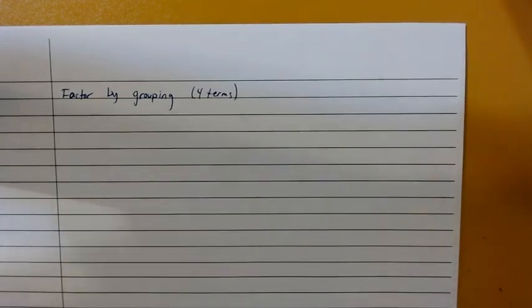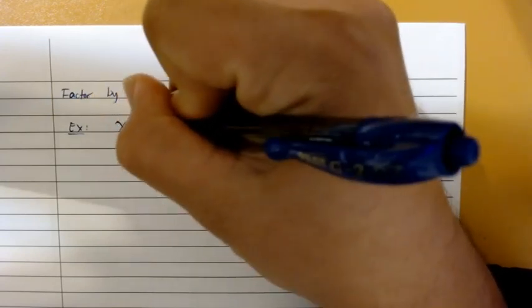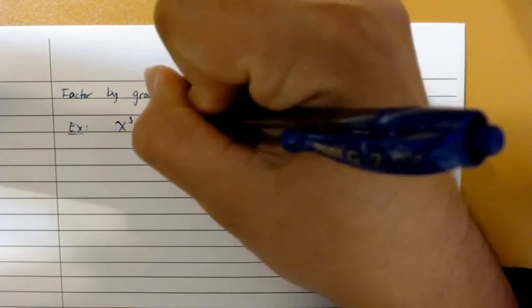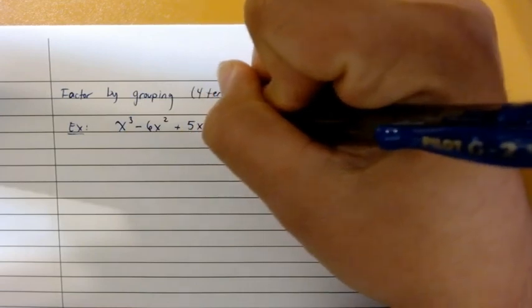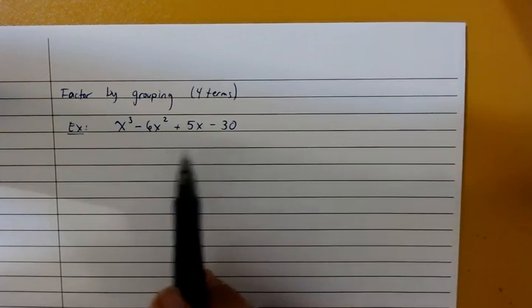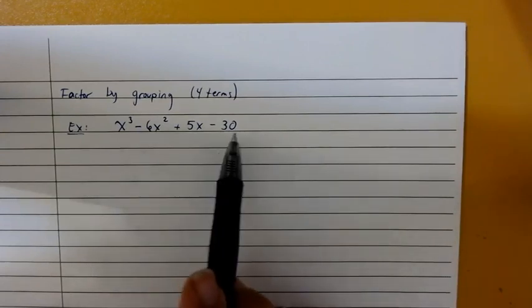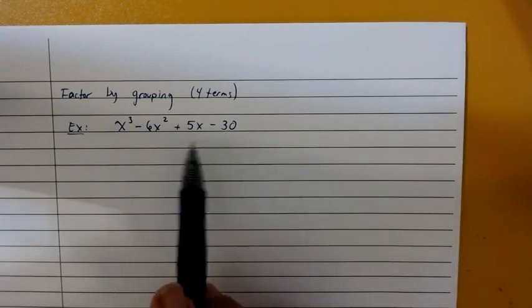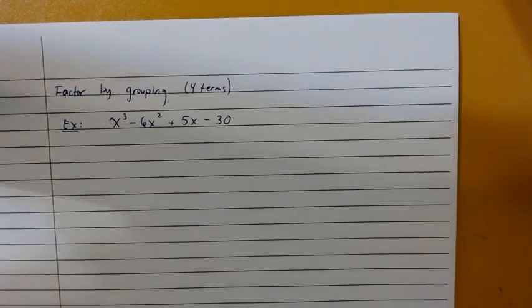All right, so let's see how to factor by grouping. Let's start off with an example of x to the third minus 6x squared plus 5x minus 30. Okay. Now, one thing you might note here is that you don't have a greatest common factor. All of these terms have some common factors between one another, but there is no factor that's common for all of them.